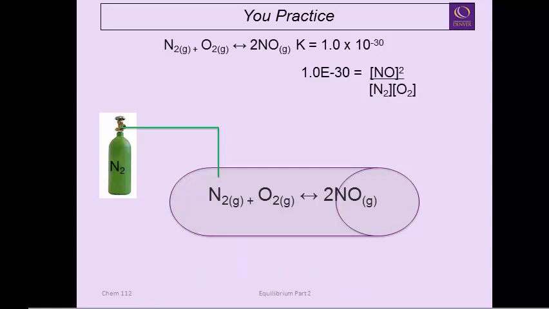So let's see how you did. If N2 is going up, and you look at your equilibrium expression, here it is. The nitrogen monoxide is the product, it's squared. Nitrogen and oxygen are the reactants, they're on the bottom.